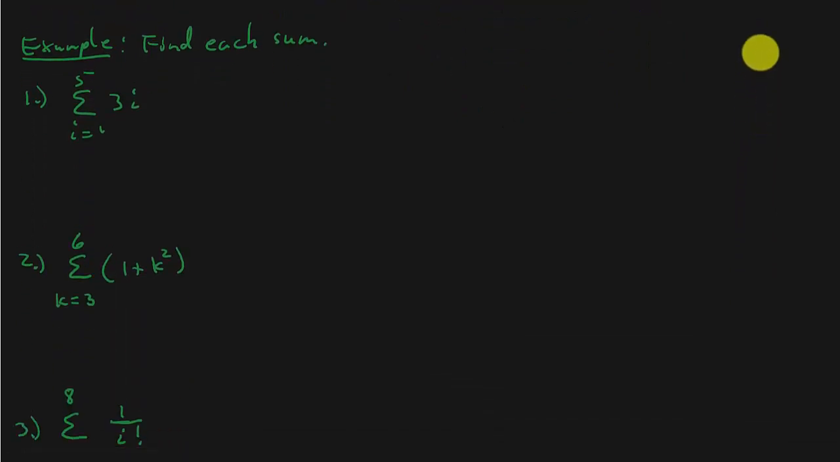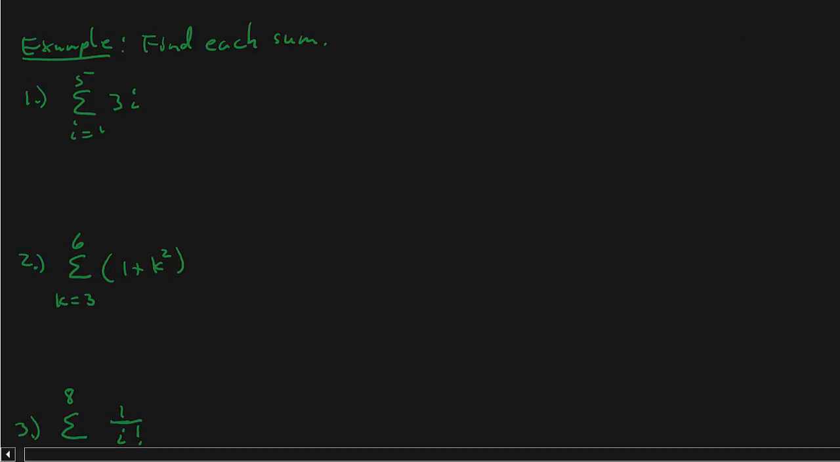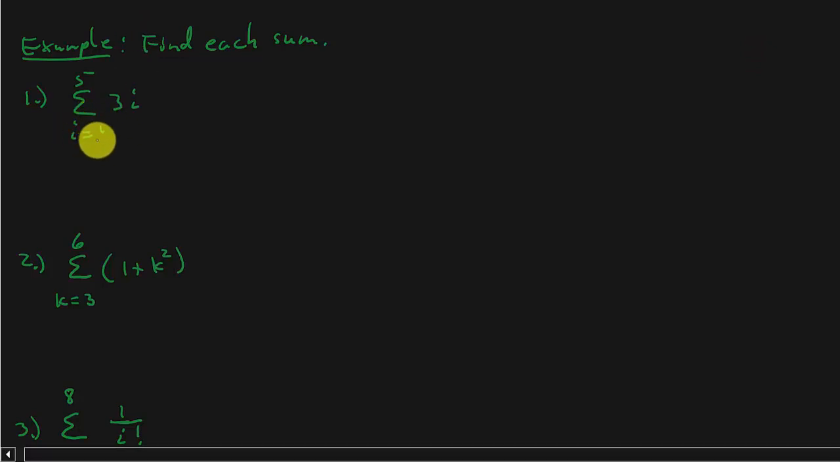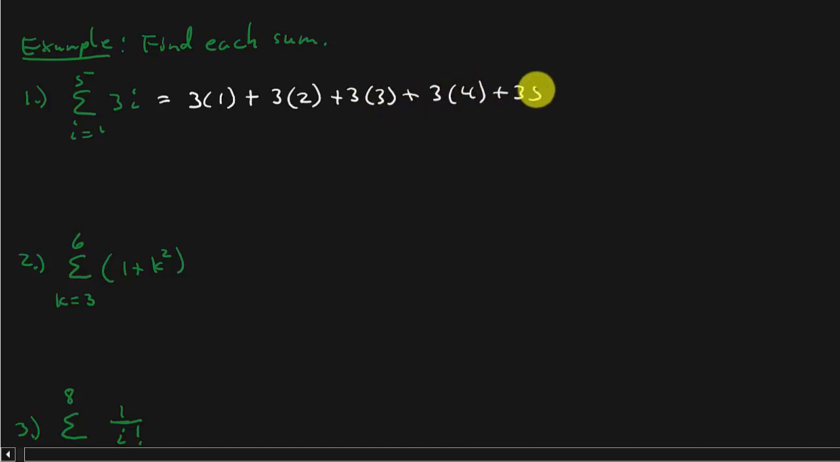All right, so the first example, it says find each sum, and we've got 3 examples here. This first one we have the sum from i equals 1 to 5 of 3i. So this is just equal to 3 times 1, okay? We're starting at 1 and we're going to 5. And then plus 3 times 2. See, we're going to plug 1 in for i, then the 2, and then 3, and then 4, and then 5.